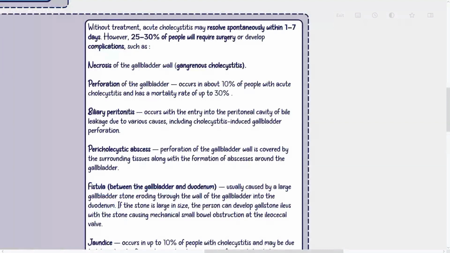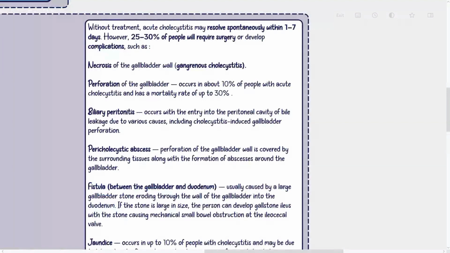gallbladder perforation. Pericholecystic abscess: perforation of the gallbladder wall is covered by the surrounding tissues along with the formation of abscesses around the gallbladder. Fistula between the gallbladder and duodenum, usually caused by a large gallbladder stone eroding through the wall of the gallbladder into the duodenum. If the stone is large in size, the person can develop gallstone ileus, with the stone causing mechanical small bowel obstruction at the ileocecal valve.